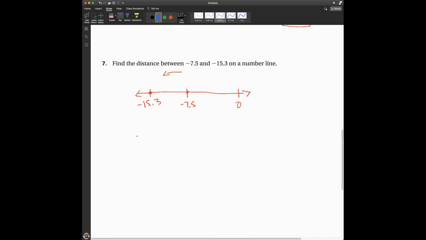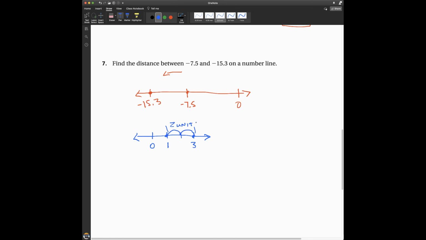A good strategy that I like to use is to solve a simpler problem. So let me make a simpler problem and we'll figure that out. I'll say 1 is here, that'd be 2, and let's say 3 is here. I want to know what's the distance between 1 and 3 on the number line. I can see that it is 2 units. I can count that, pretty easy, 2 units.